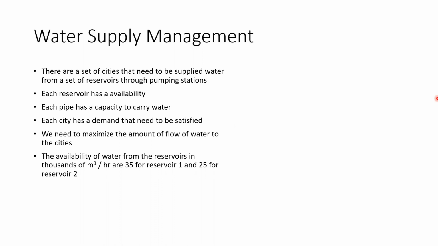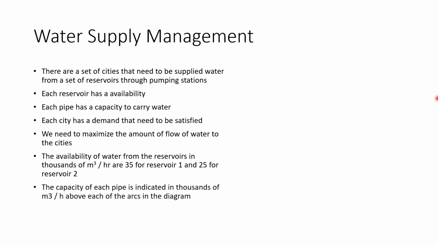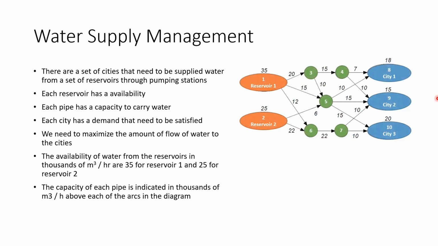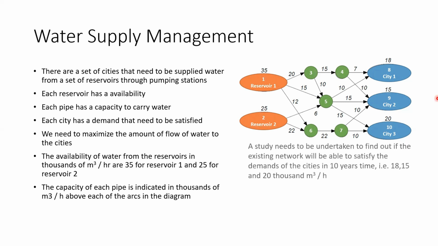The availability of water from the reservoirs is in thousands of cubic meters per hour. Reservoir 1 has the availability of 35 thousand cubic meters, and reservoir 2 has 25 thousand cubic meters per hour. The capacity of each pipe is indicated in thousands of cubic meters per hour in this diagram. So this diagram depicts the reservoirs, the intermediate pipelines, nodes, and then the final cities that the water needs to be supplied to.